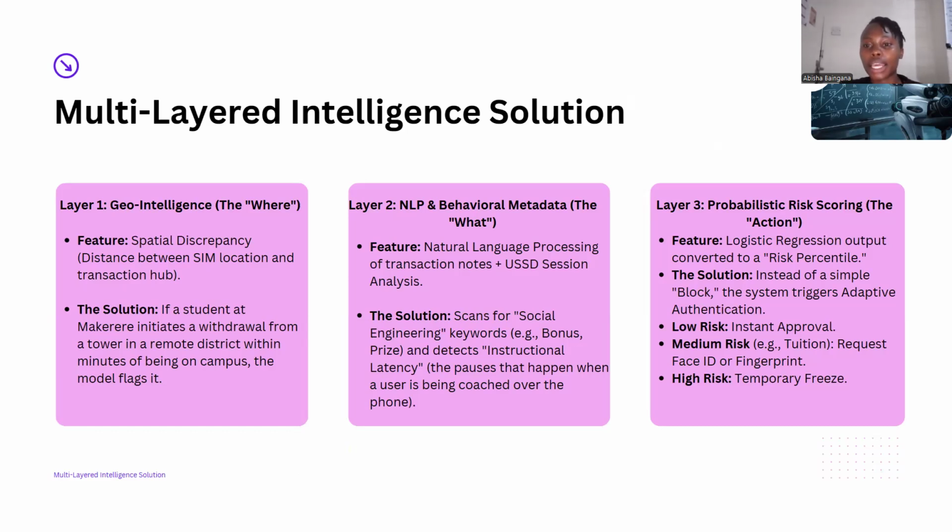Our third layer is the probabilistic risk scoring, or what we call the action. Here, this is what the system is basically going to do. The feature is that it's going to have a logistic regression output that's converted to a risk percentile. And instead of a simple block, the system triggers adaptive authentication based on the risk level.